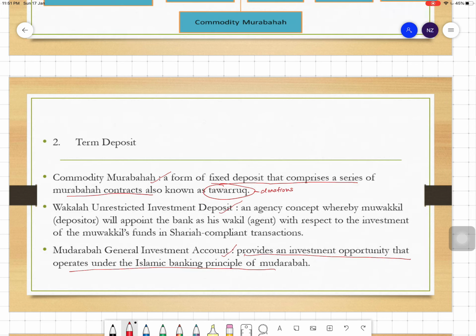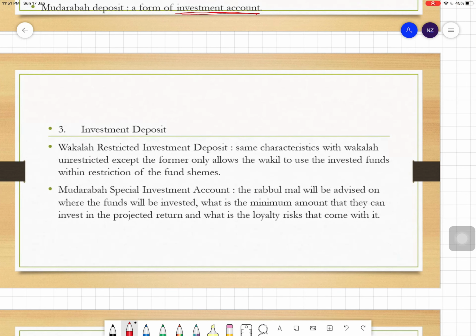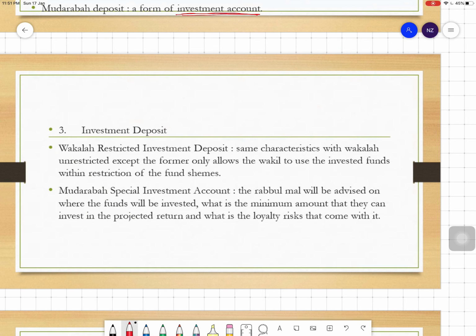Ada 3 jenis tadi, ingat. Then kita ada investment deposit, where investment deposit ni pun ada 2 jenis. One is wakalah restricted investment deposit, another one is Mudharabah special investment account. So whoever yang going into wakalah and also Mudharabah contract ni, diorang akan menggunakan investment deposit account kedua-dua jenis ni lah.